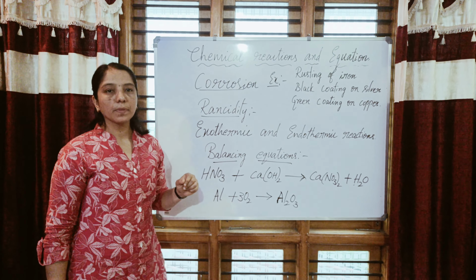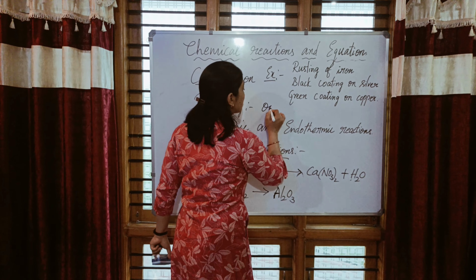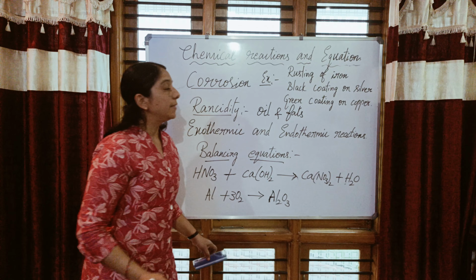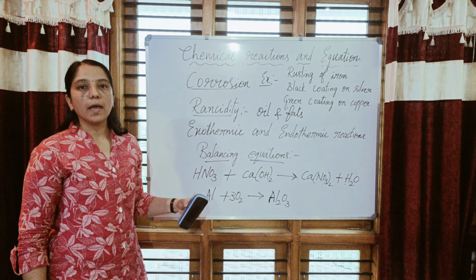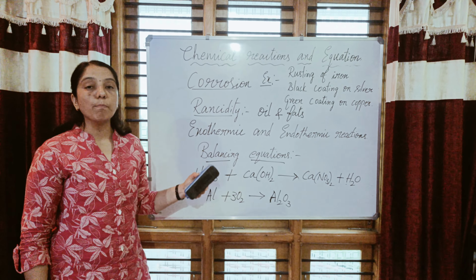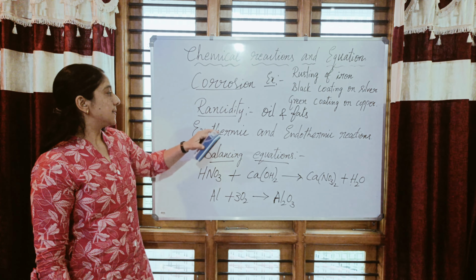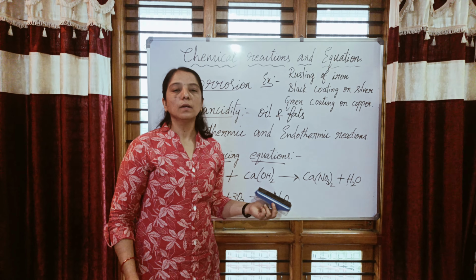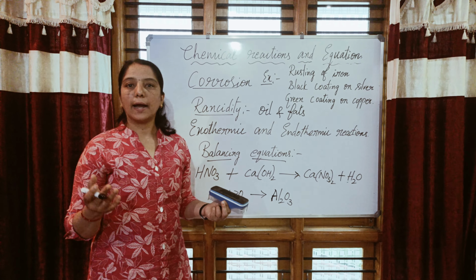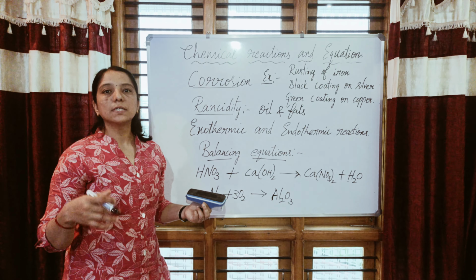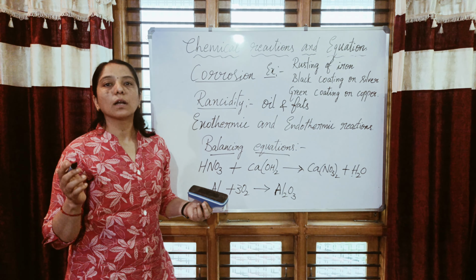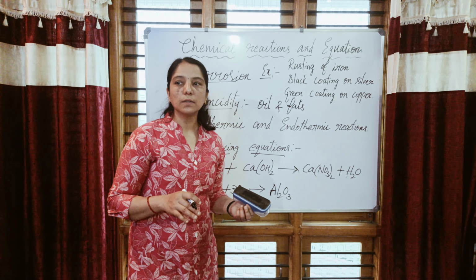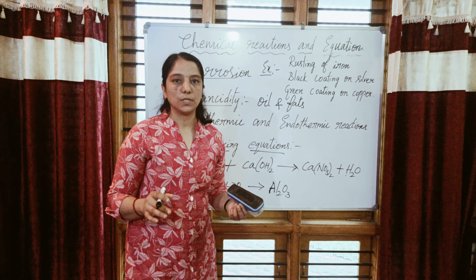Then rancidity. When oil and fat substances are oxidized, they change their smell and taste. It is said to be rancidity. So how can we prevent rancidity? We can prevent rancidity by using antioxidants. Otherwise, oil and fat substances are covered with a closed container or kept in a refrigerator. We can avoid rancidity.